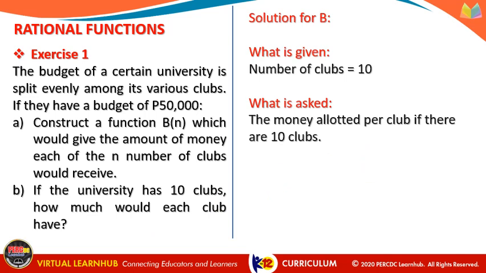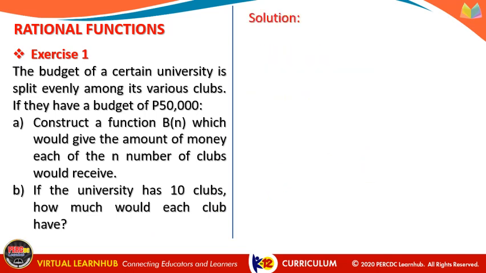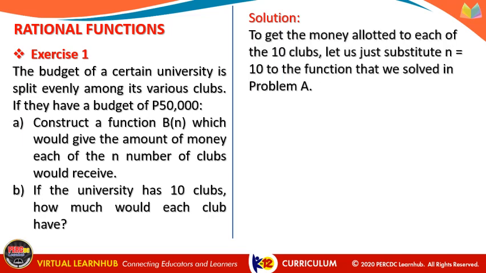Actually, ang gagawin na lang natin dito is kunin natin yung nakuha nating function kanina. So our solution will be like this. To get the money allotted to each of the 10 clubs, let us just substitute n is 10 to the function that we obtained kanina sa problem letter A, which is ito yon. 'Di ba? Yan yung nakuha nating function kanina. Base of n is 50,000 over n.